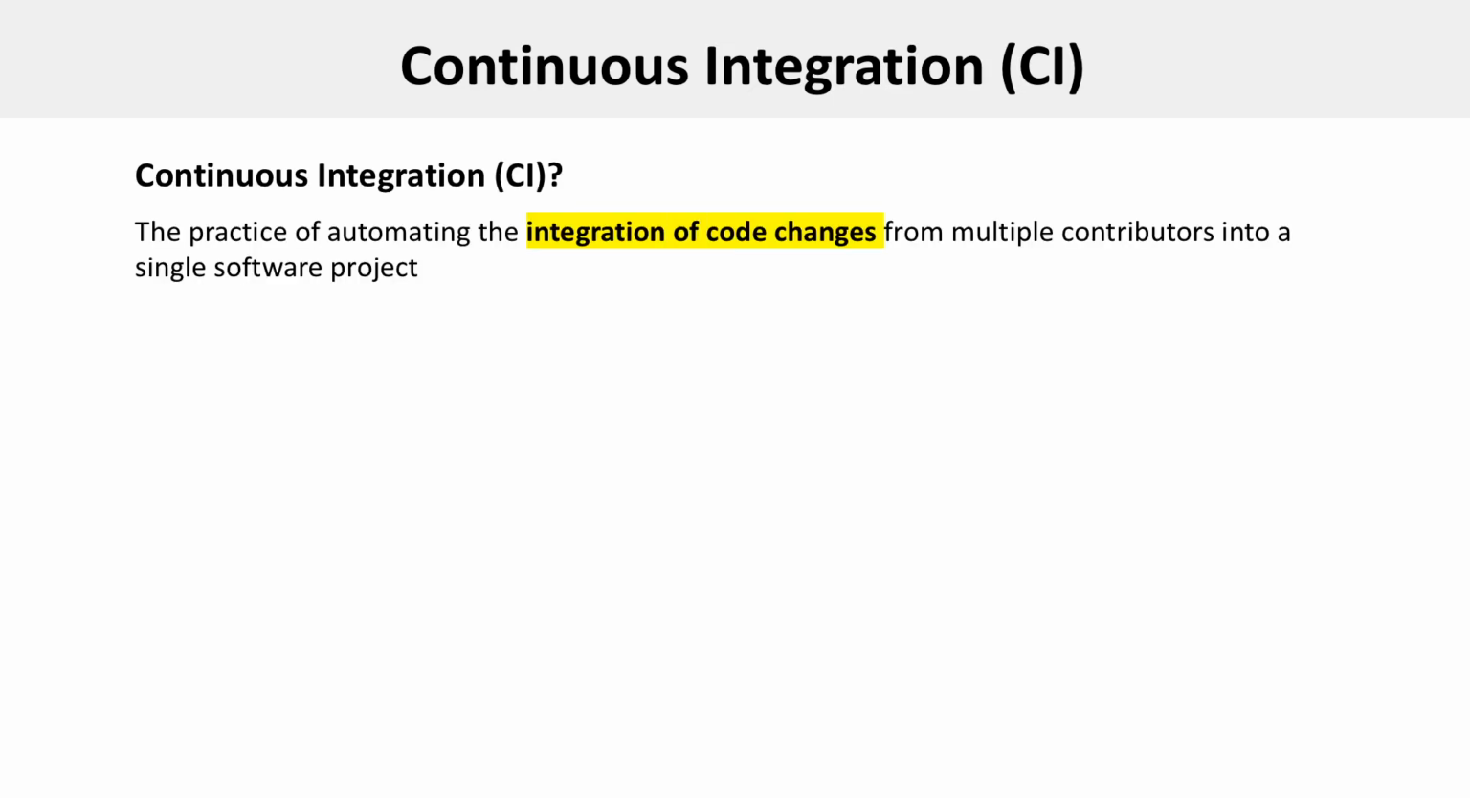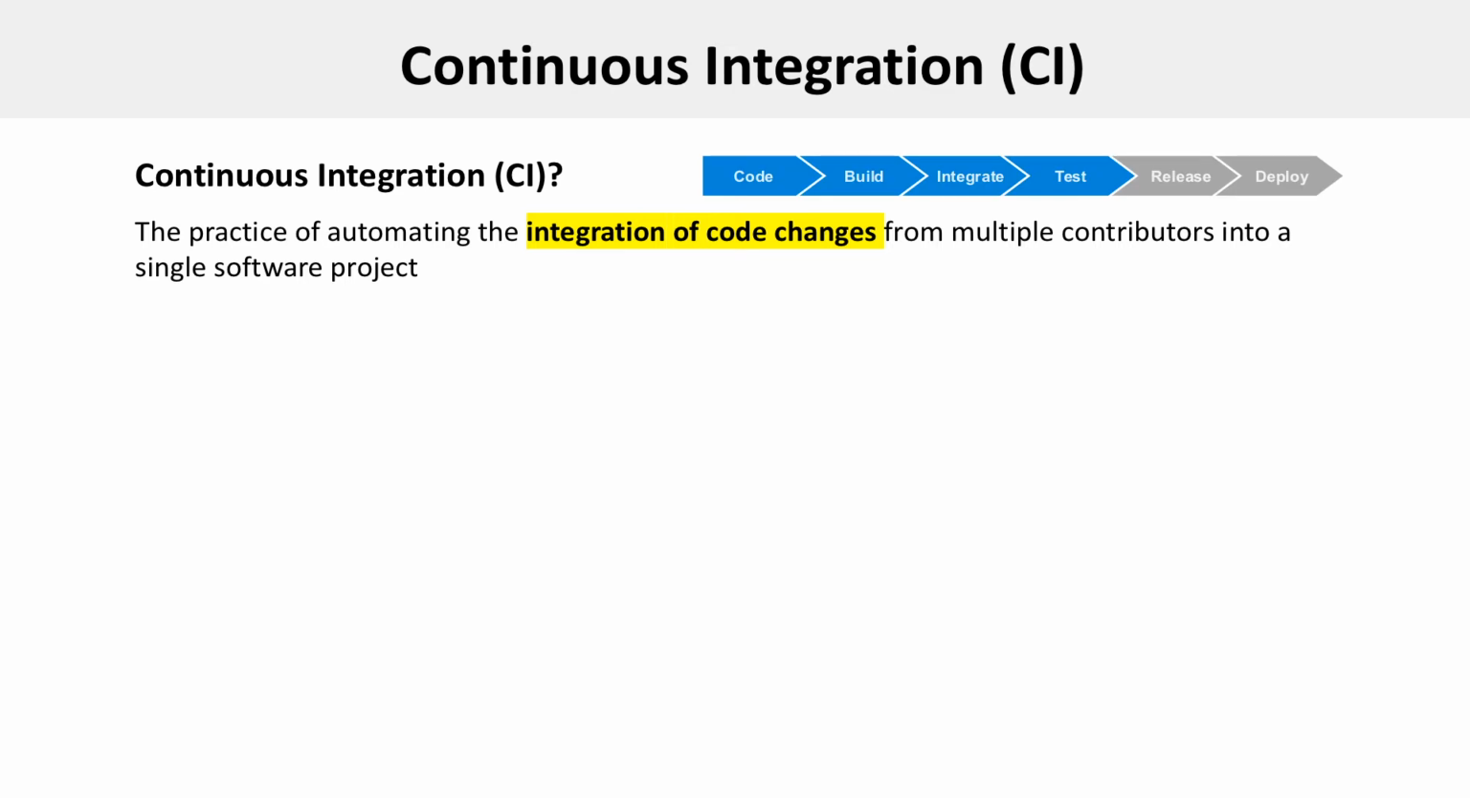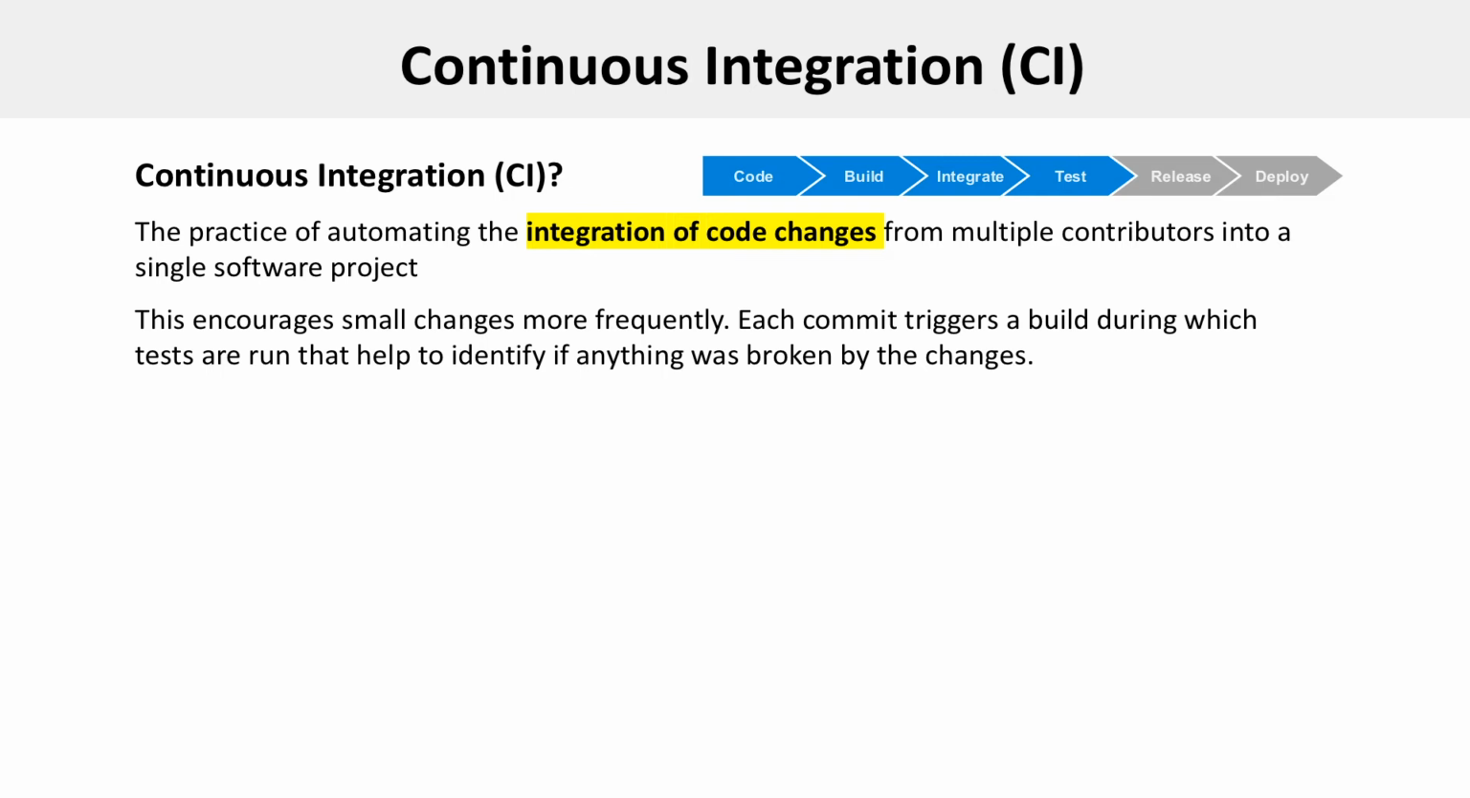Continuous integration is first on our list here, and this is the practice of automating the integration of code changes from multiple contributors into a single software project. So our pipeline is going to be code, build, integrate, and test. The reason we do this is it encourages small changes more frequently, and each commit triggers a build during which tests are run that help to identify if anything was broken by the changes.